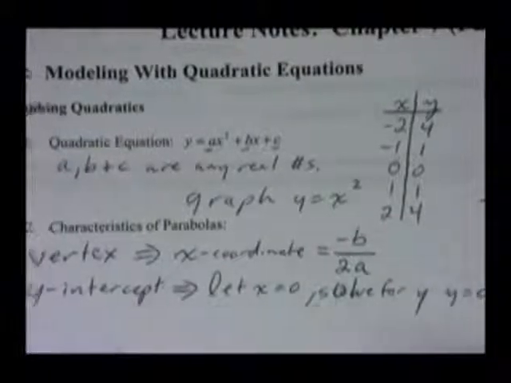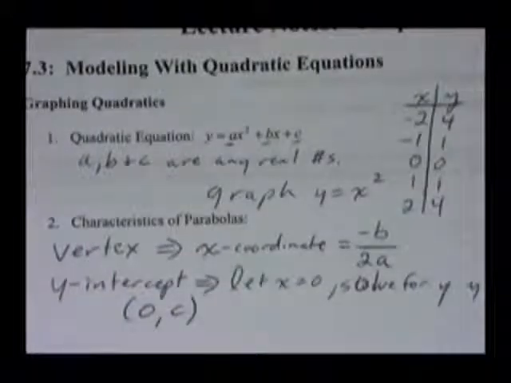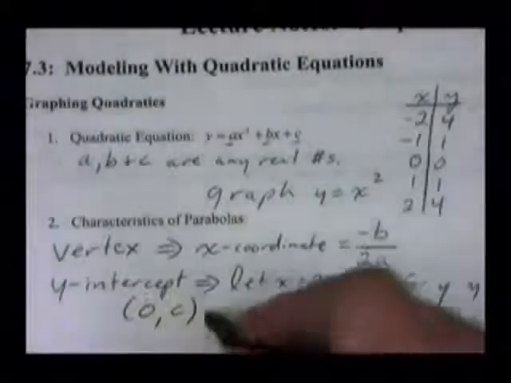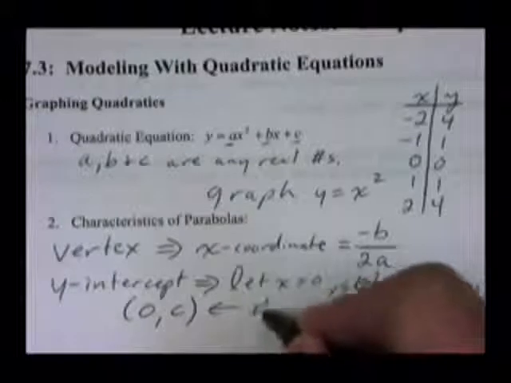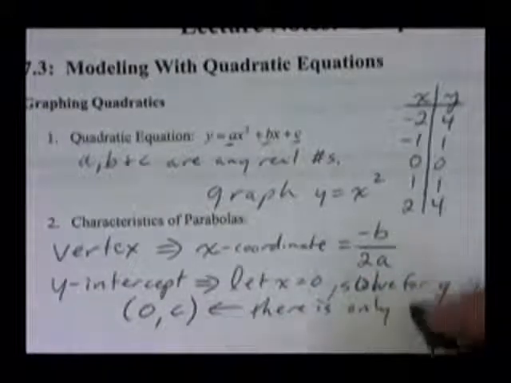So that tells us that our y-intercept is just the point (0, c). And that's going to be the only one. So notice there is only one. It's only going to hit the y-axis once.